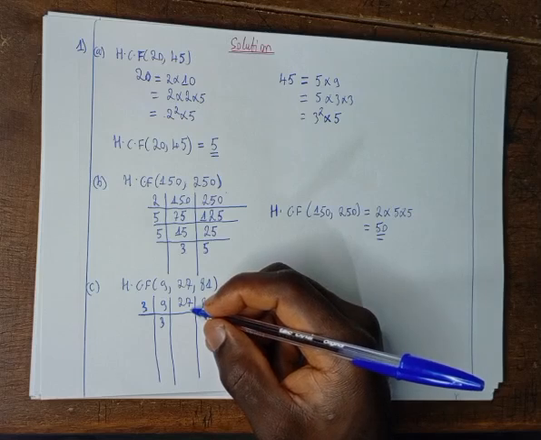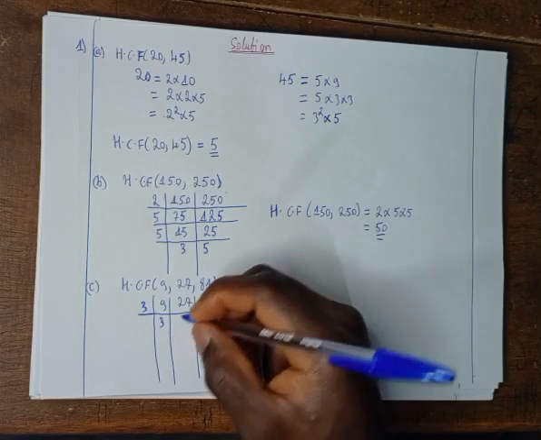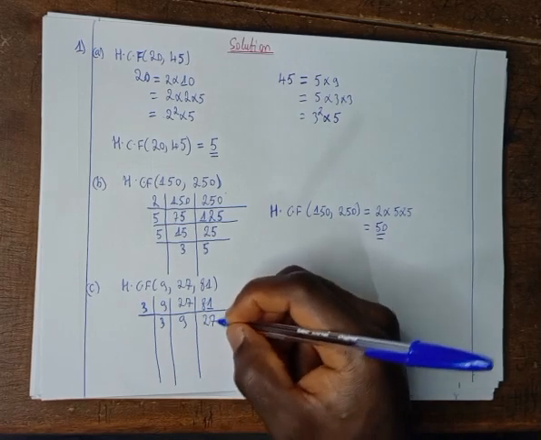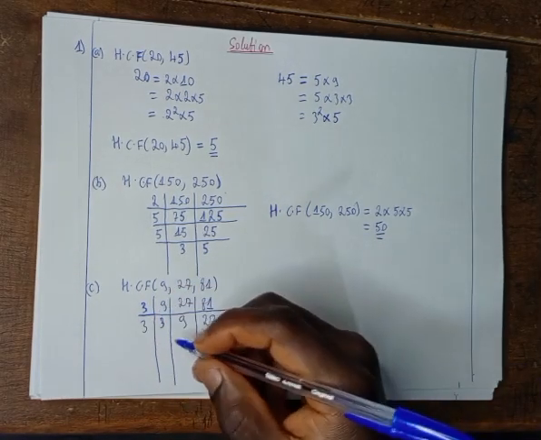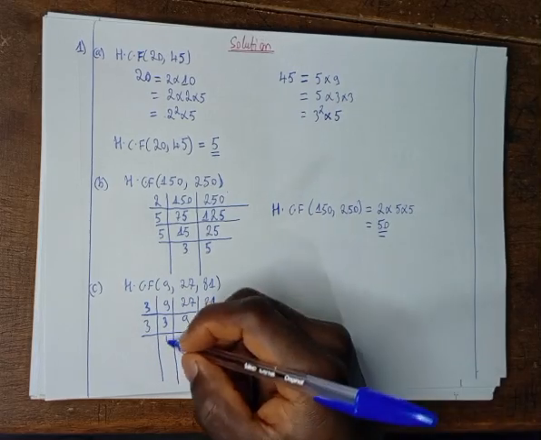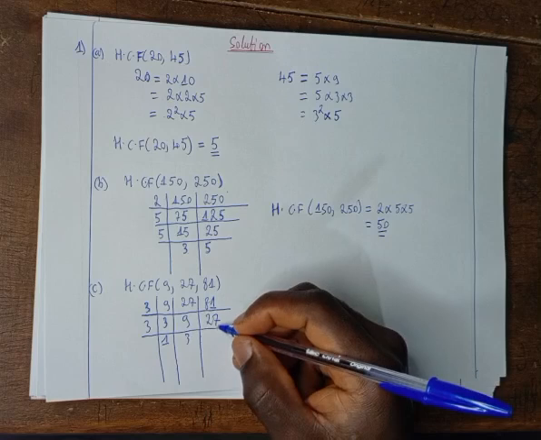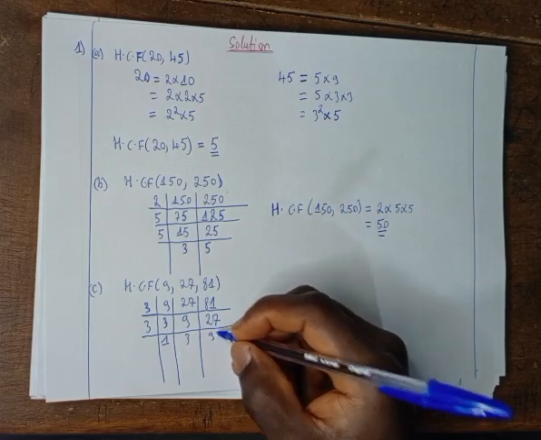27 divided by 3 gives us 9. The next, 81 divided by 3 gives us 27. We can still make use of 3. 3 divided by 3 gives us 1. 9 divided by 3 gives us 3. 27 divided by 3 gives us 9.